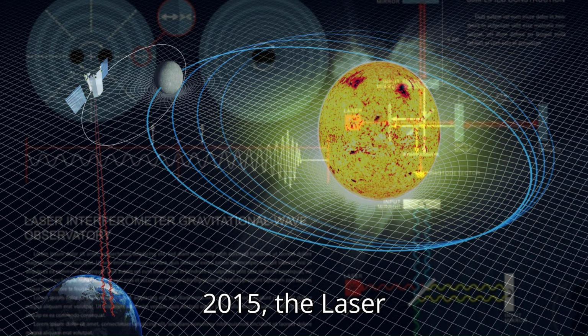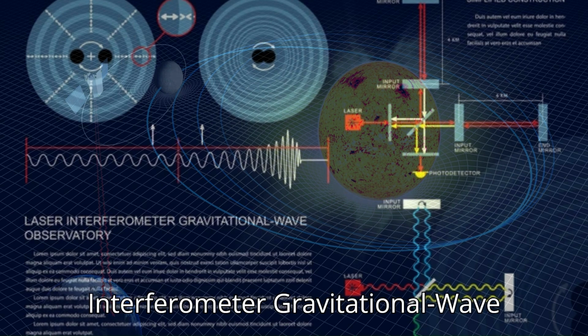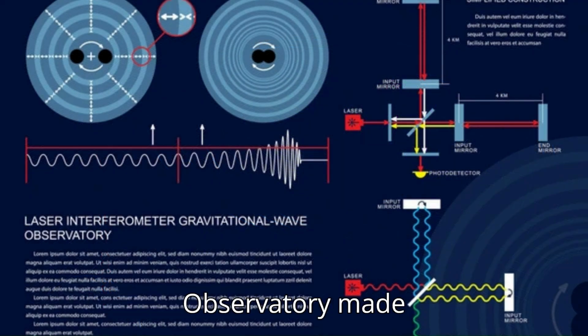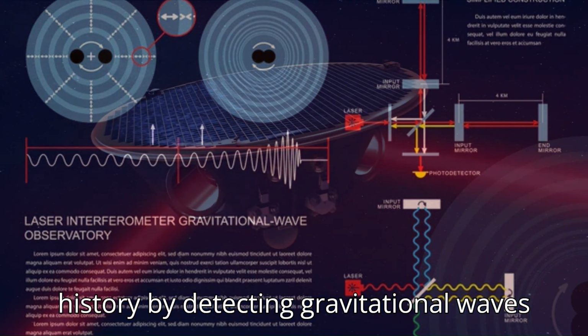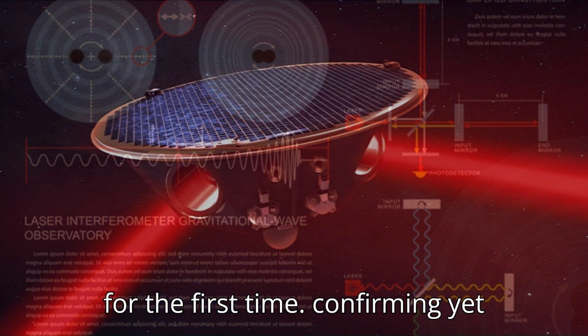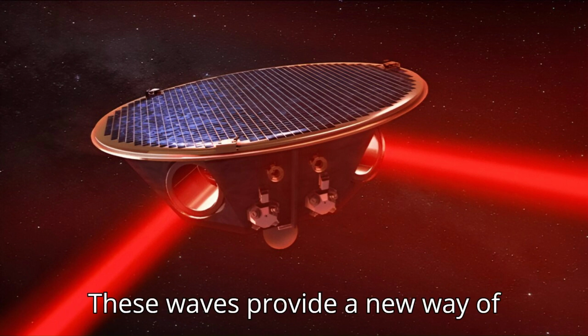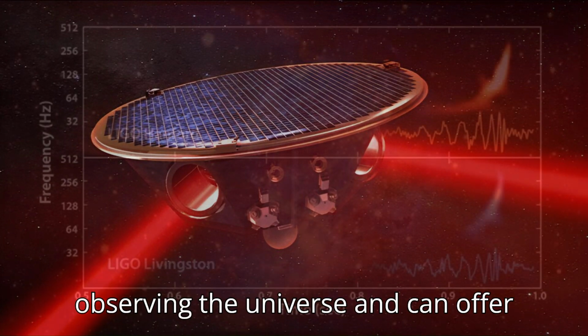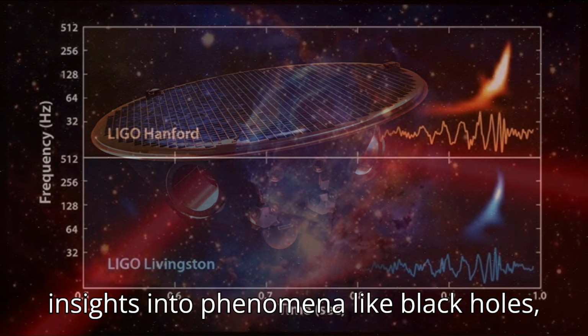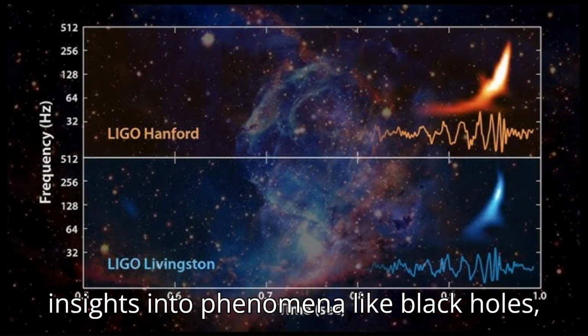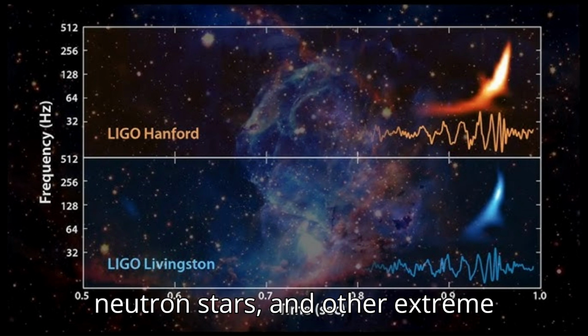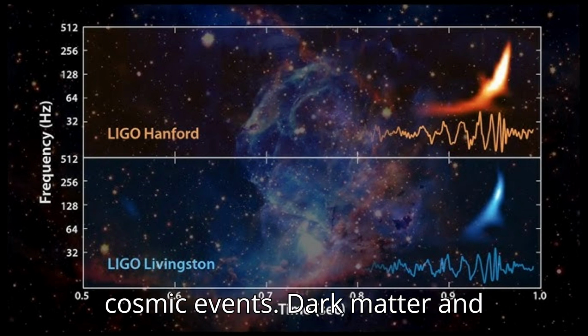In 2015, the Laser Interferometer Gravitational Wave Observatory, LIGO, made history by detecting gravitational waves for the first time, confirming yet another aspect of Einstein's theory. These waves provide a new way of observing the universe and can offer insights into phenomena like black holes, neutron stars, and other extreme cosmic events.